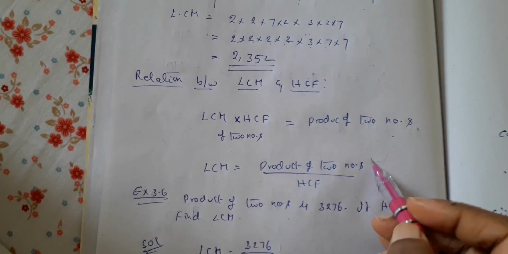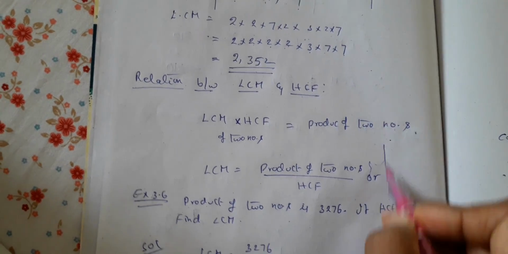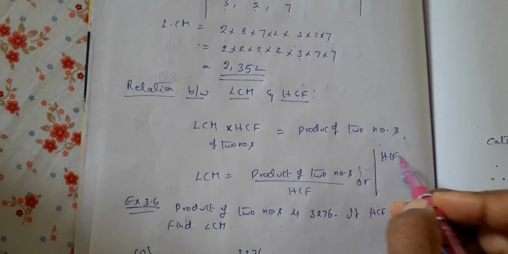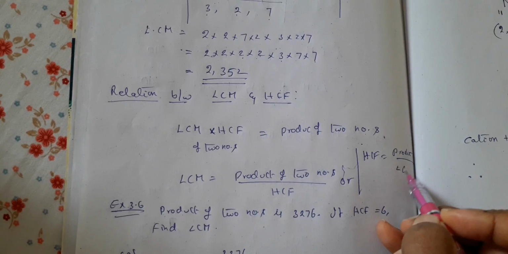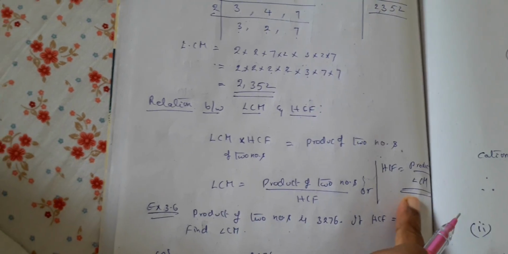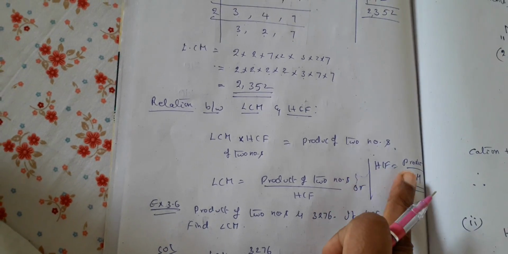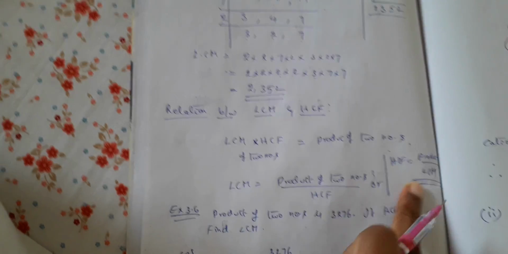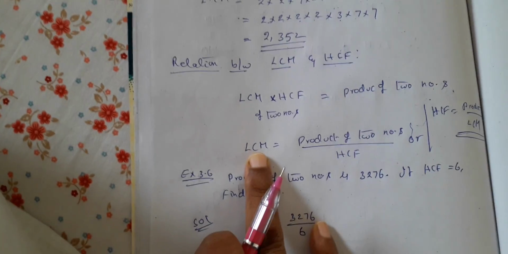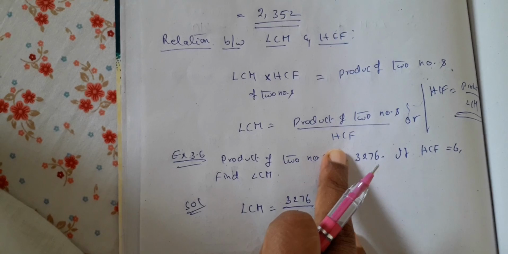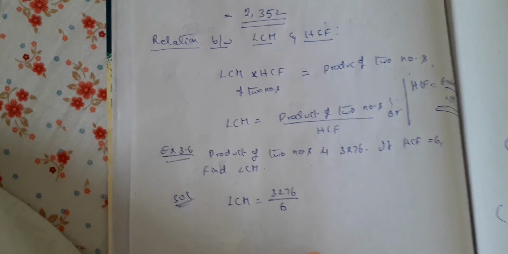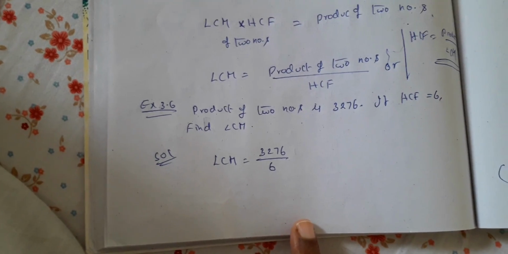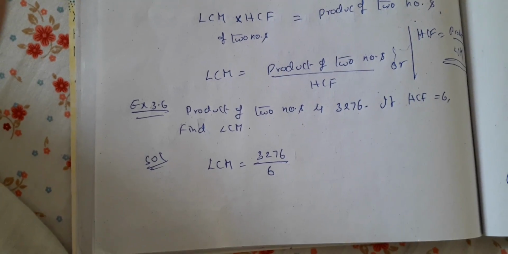Or I can also write HCF is equal to product by LCM. So if I am asked for HCF, I can find it out as product by LCM. If I am asked to find LCM, I can take product by HCF. Okay, children. So this is a recollection of what you have learned. And let us take an example from exercise 3.6 only.